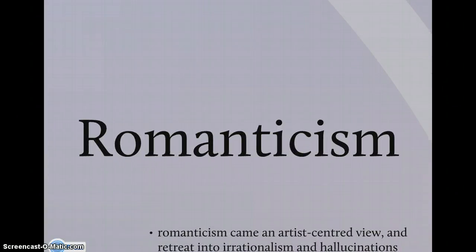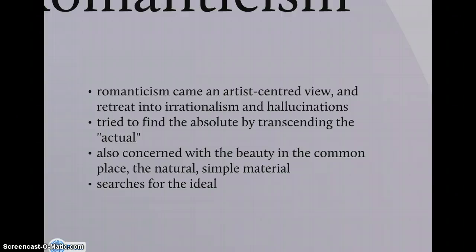I'm going to start with Romanticism, which is throwing back a little bit more, and we know that Romanticism is not all about love. You guys learned about Hawthorne, anti-romantic, and Poe, also under the sort of anti-romantic period. But Romanticism came as an artist-centered view and retreated into irrationalism and hallucinations as the modernists took that part on. And so they were really interested in the artist's process and the artist as the center.